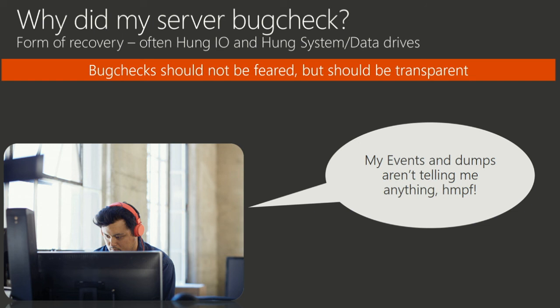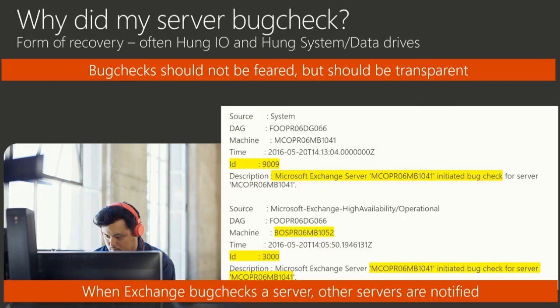Now we've implemented two best effort events that clue you in to what's going on. The first one is that the server that bug checks flushes this information to disk so that when it comes back up, it reconstitutes that event and puts it in the system drive. The other event is an RPC to all the other nodes in the DAG that tells you that that server bug checked and why. So now if you leave the party, people are going to notice.